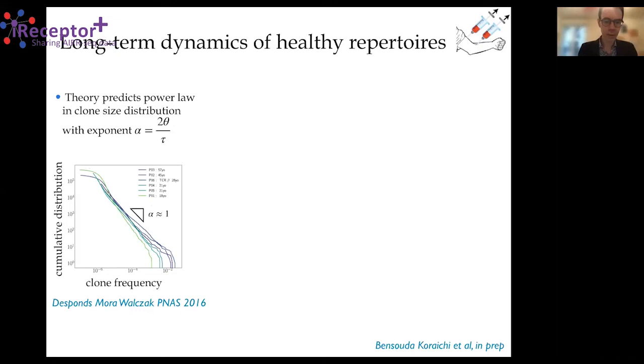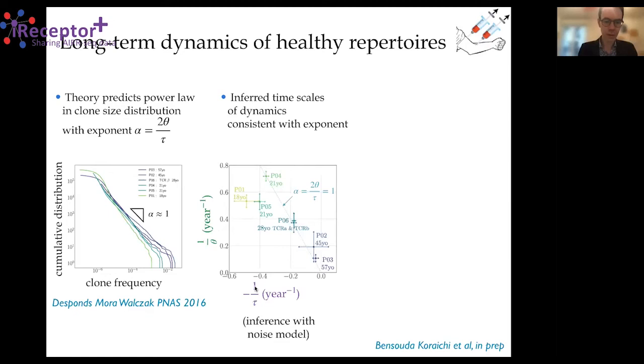And so this is what we obtain. This summarizes our results by showing 1/tau versus 1/theta. And you see that different individuals fall in different places, so there's clearly individual variability. But one thing that we were pretty happy about is that all those points fall on the theory prediction, which is that the ratio of these two parameters should agree with the exponent of the power law, which is very close to one. Now, you can still see that there are some individual differences.